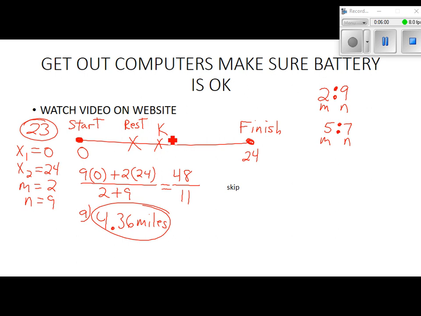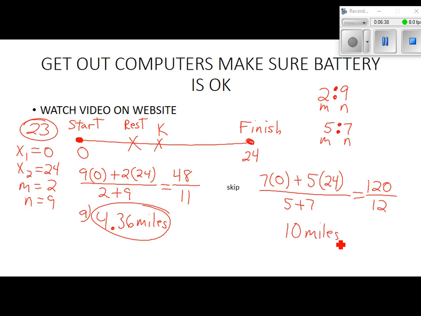So we're using the same formula, except now our M and N is this. So I looked at that formula there, N is 7 this time. What's our starting point? 0 plus M is 5. What's our ending point? 24. And then 5 plus 7 on bottom. Somebody do the top for us. 120. On bottom, it's 5 plus 7. 12. Divide that again. 10. So how far is she? 10 miles. Now, let's make sure.